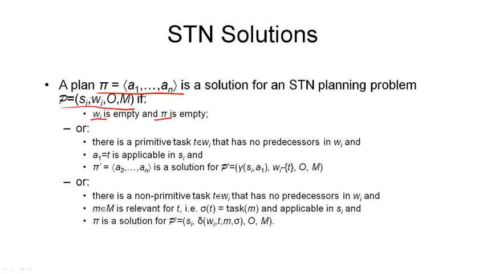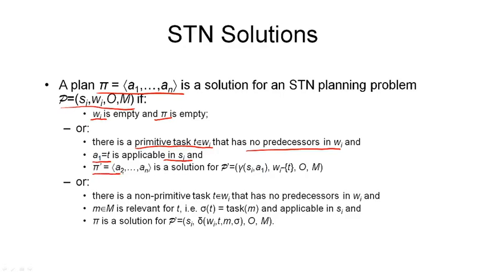The next condition is a little more complex. Suppose there is a primitive task t in our network, and that task has no predecessors in the network. So it's one of the first components in that network. Also suppose that A1, the first action in our plan, is equal to t. So this action accomplishes this first task in our network. And suppose it is applicable in Si, the initial state. Then we can say our plan consisting of A1 through An is a solution to our planning problem, including the network Wi, if the following conditions hold.